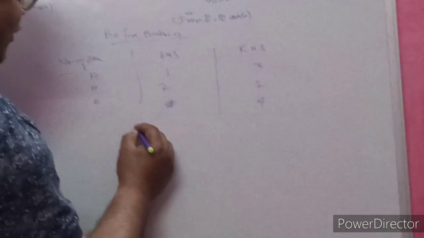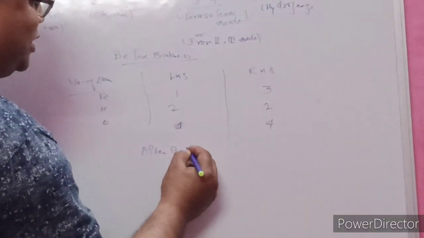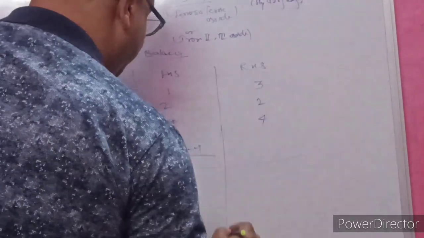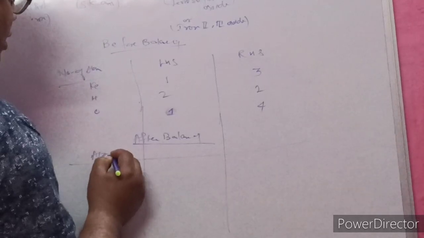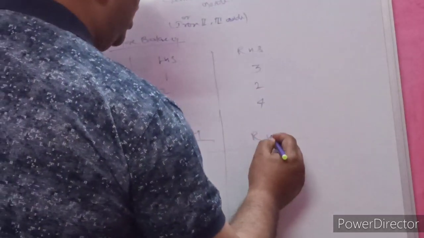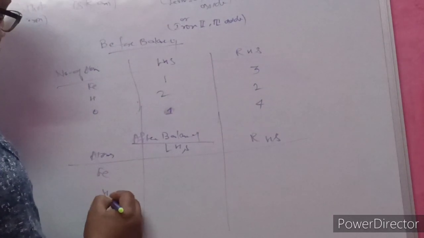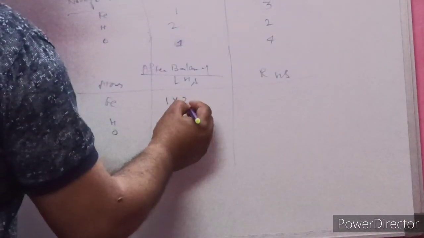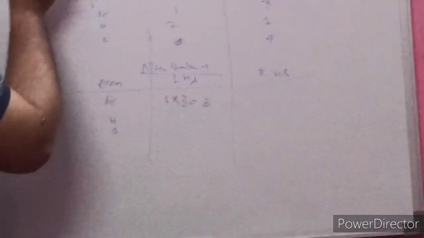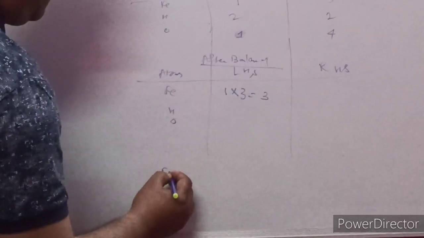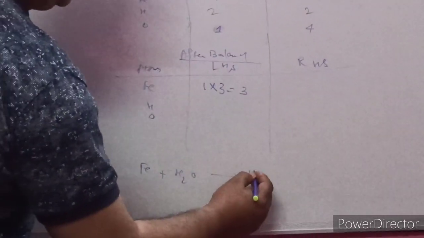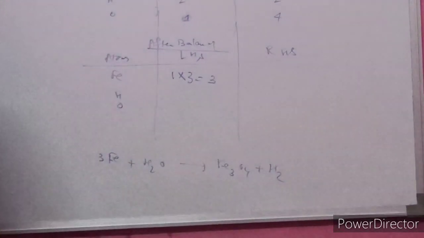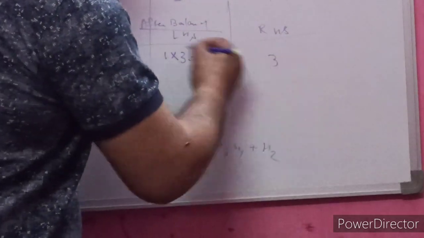Now, how can you balance it? Same thing: count the atoms on the LHS and RHS. I will show you how to balance it. Iron, hydrogen, oxygen. Here iron is 1 and here iron is 3. If I multiply it by 3, it will become 3. So I can write Fe plus H2O gives Fe3O4 plus H2. Here I write 3, so the right hand side also has 3.